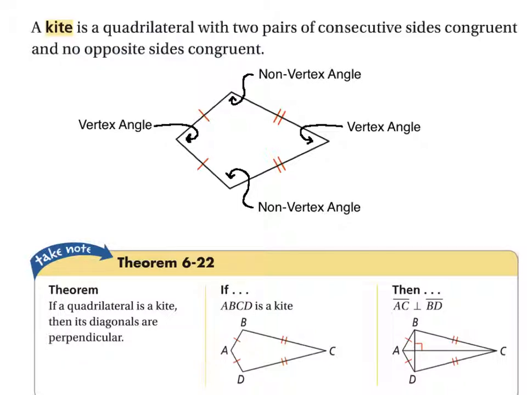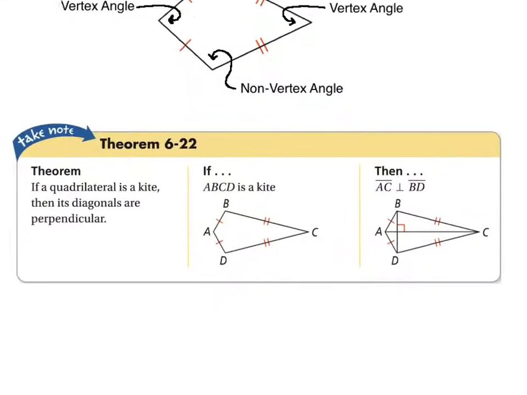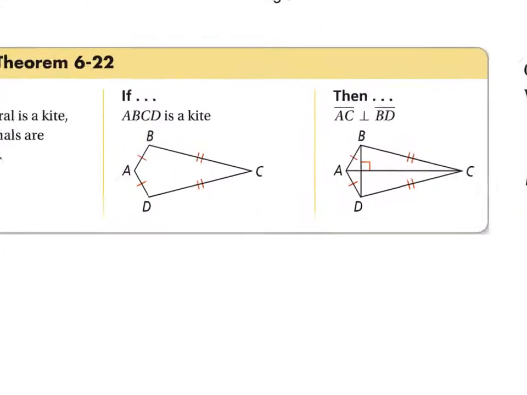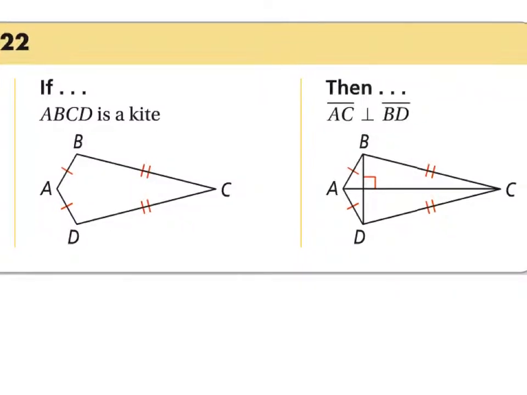Now, there is some other information here about a kite. Let's take a look at that. This was given in our book. I believe this is the only theorem given in the book for kites. We will add to it today. There's lots more to talk about with kites.